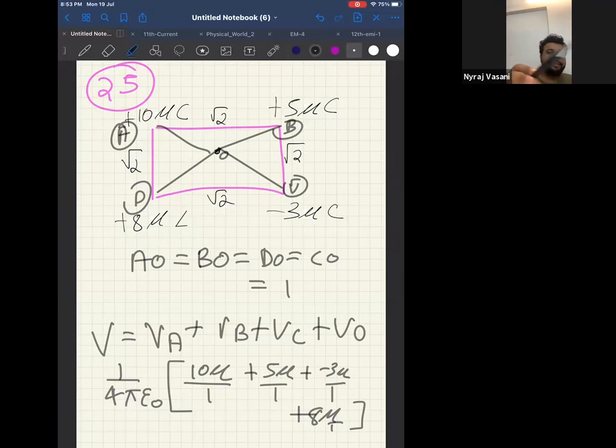You can directly add the charges and add Q net because the distance is same. Then you can do Q net to save time. That is correct. Should I proceed or can you get the answer?